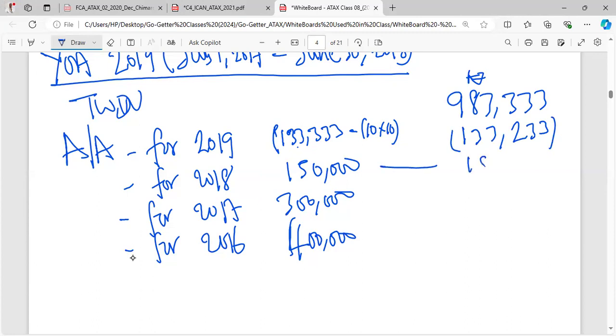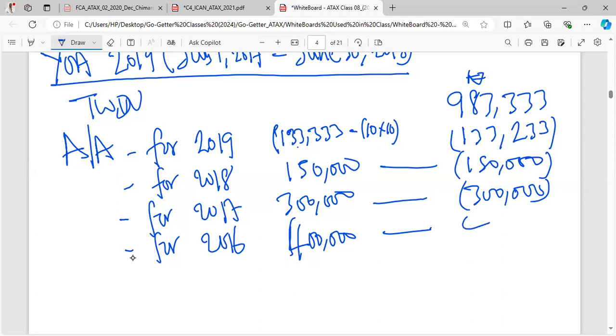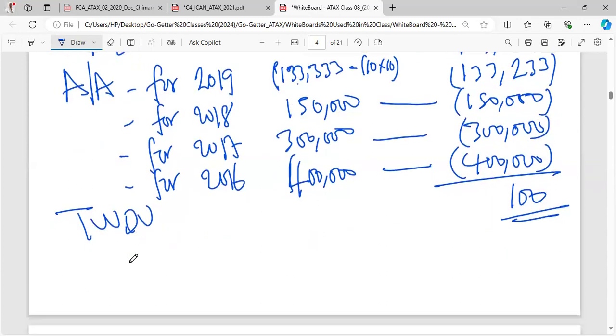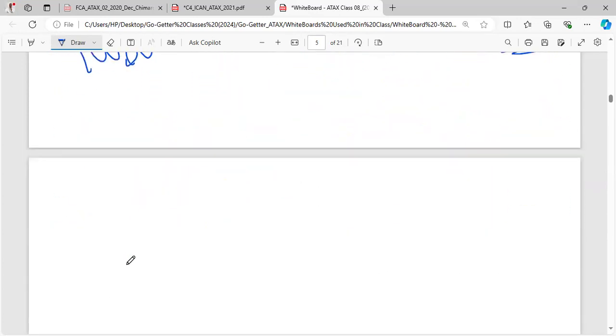That is what this one will give me. This one will be 150. This one will be 300. This one will be 400. Okay? And your tax written down value will be 100. So your tax written down value is 100. That's for this. So with that, you will now do a summary.